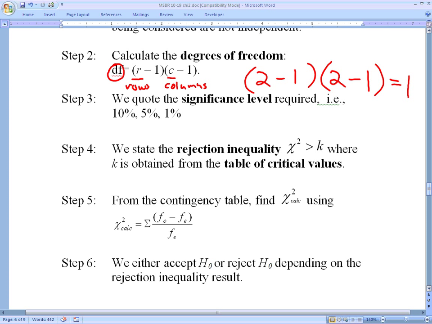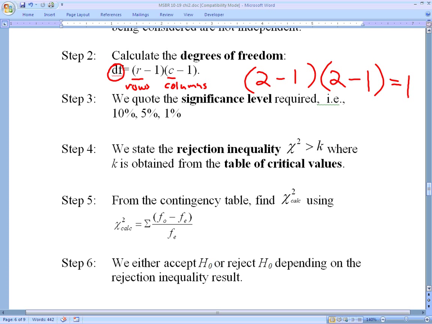Next, we quote the significance level required: 10%, 5%, or 1%. It'll be one of these 3 that you'll be asked to use. It's always given to you, meaning in the question, it'll say test at a 5% significance level. That's the most common one that we use, but they could say 1 or 10% as well. We just state it. We say we are testing at a 5% significance level, and we move on. And that is step 3.